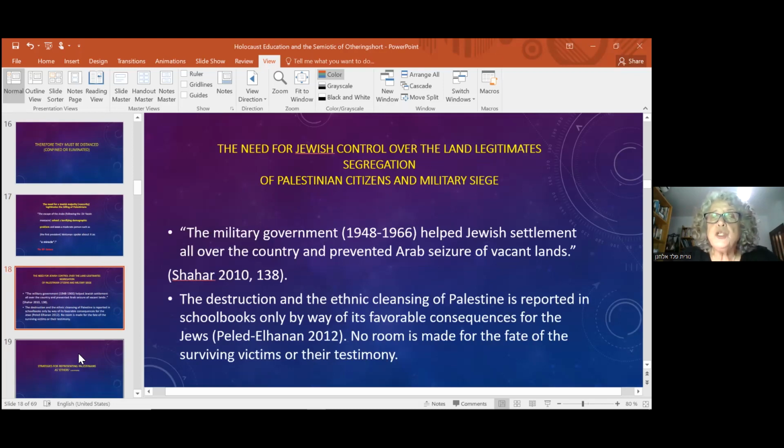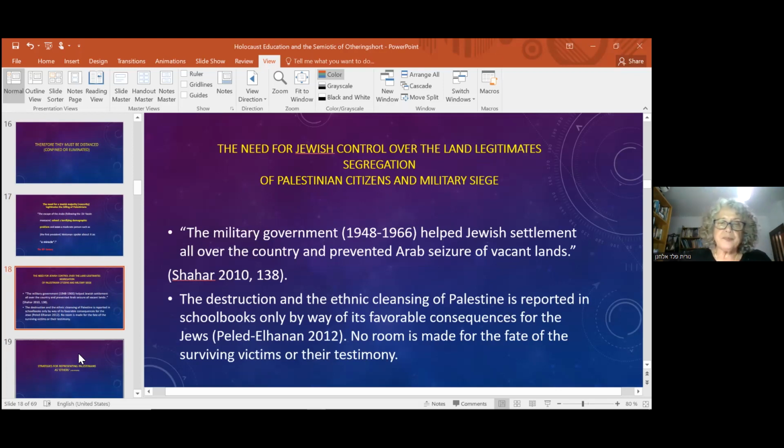The need for Jewish control over the whole land legitimates segregation of Palestinian citizens and military siege. A civics studies book explained that the military government helped Jewish settlement all over the country and prevented Arab seizure of vacant lands. The Arabs are also citizens, but they are not allowed. I told you that they are discriminated against by law. And the vacant lands, of course, are the lands that were confiscated from them.